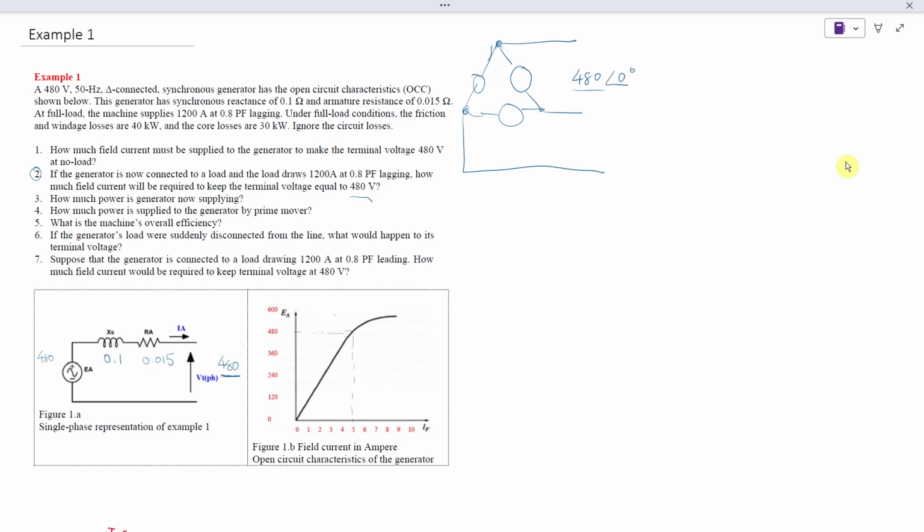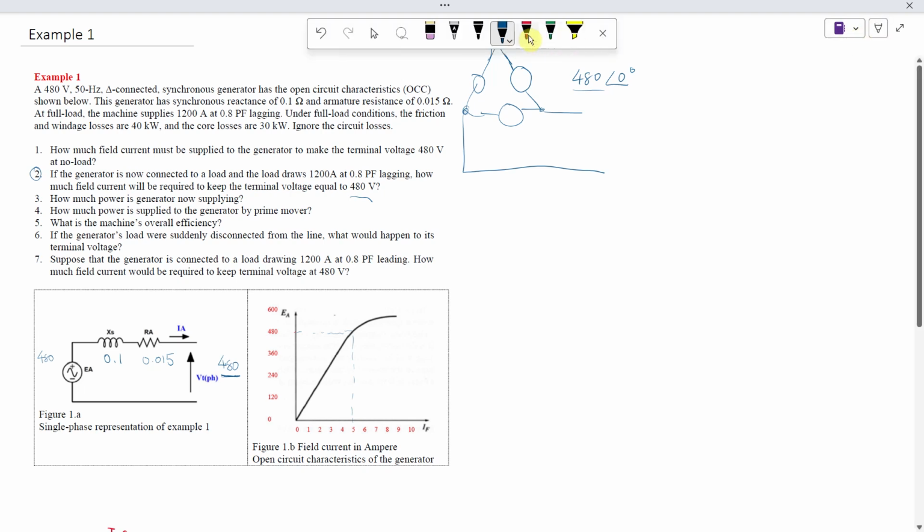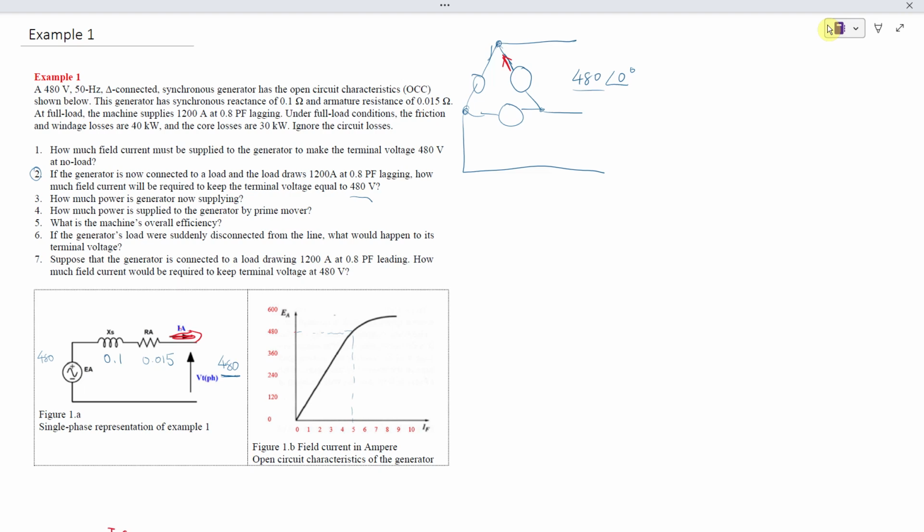Now, let me change the color. I want to know how much current flows here, because that is the equivalent current IA. We want to know how much IA is. But what we've been given is 1200 amps, which is talking about this. This is the line current.